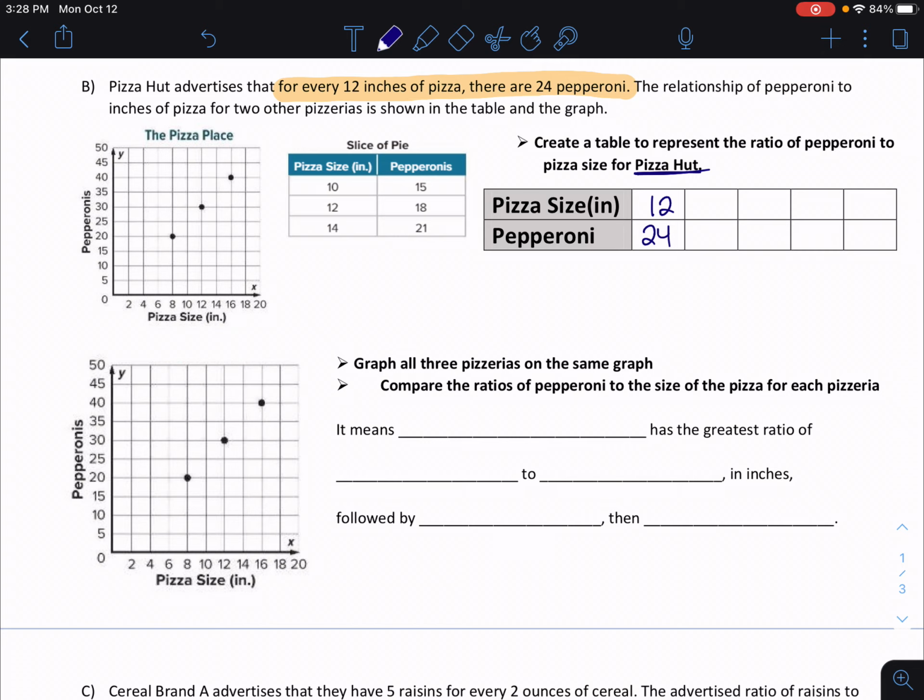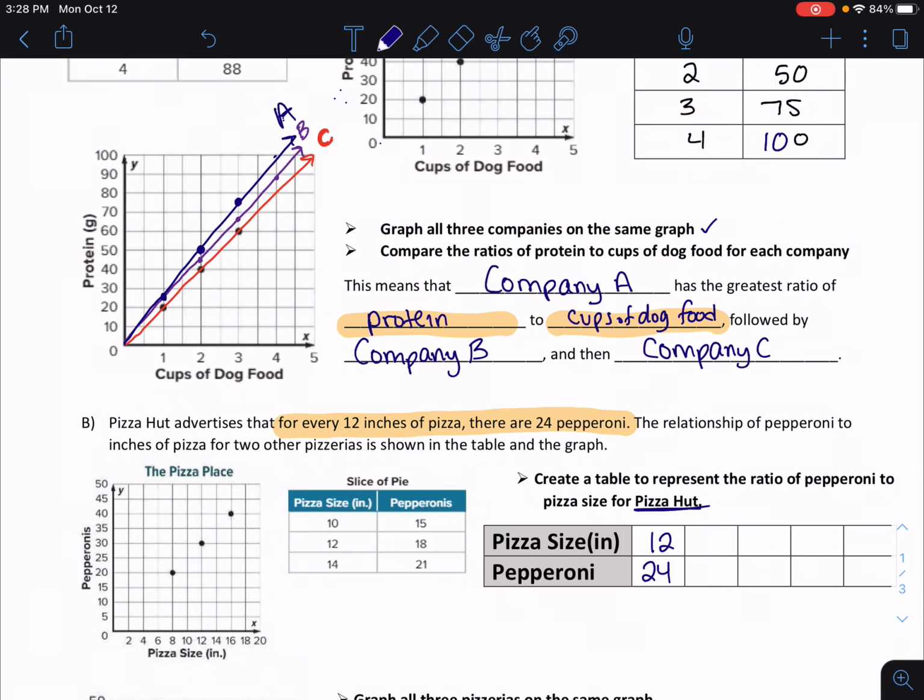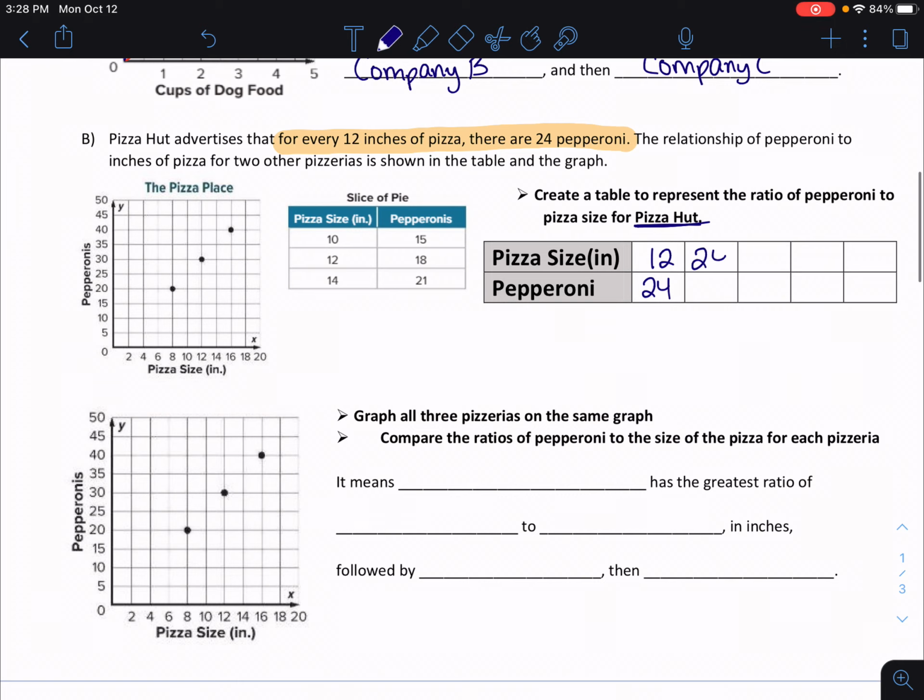When I look at my X and Y axes, I can see that my pizza size and my pepperoni are not going to fit for too much longer if I continue the pattern for Pizza Hut, but I can graph what I can, and the line will make itself. So I'm going to continue my ratio. 24, 36, 48, and 60, and then 48, 72, 96, and 120.